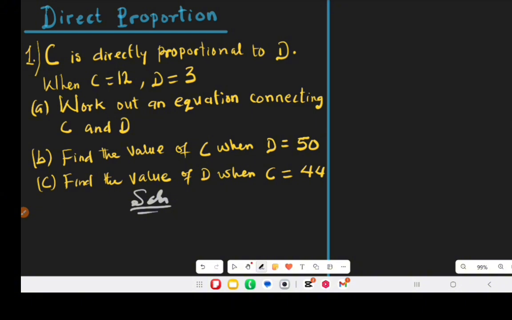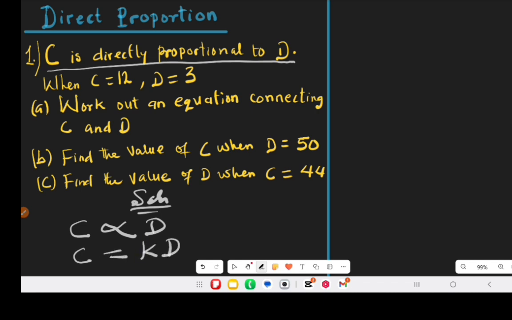Solution. First, we change "C is directly proportional to D" to a mathematical statement. It means C ∝ D. To remove this variation sign, we have to introduce an equal to sign. Immediately we introduce the equal to sign, we put a constant. That is, C is equal to constant times D.